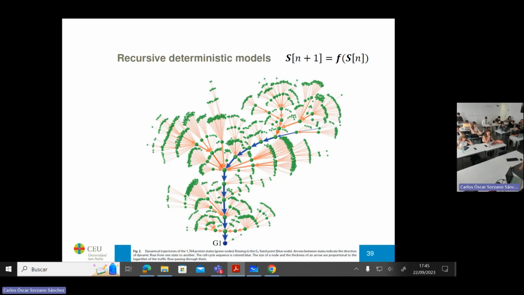So you remember homeostasis. This is like homeostasis somehow. You are in a state, you deviate from there, and then you go back to the same state.